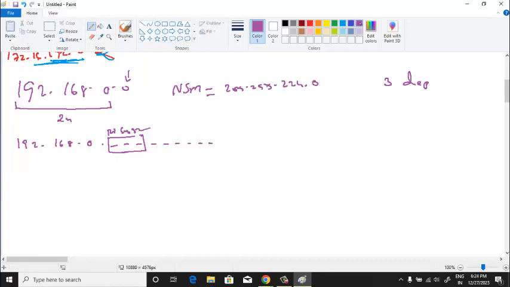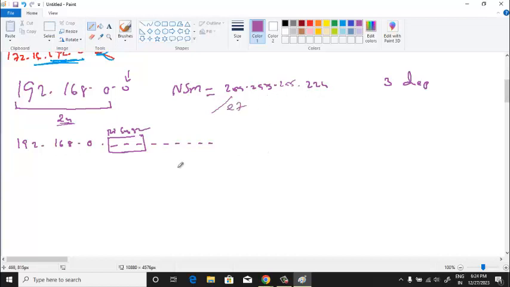Or how can you write this? Slash... I have done it wrong. In the last octet only we borrowed, right? No. It is already masked. Why will it be 0? Already 3 octets are masked, right? So 24 plus 3 is 27.